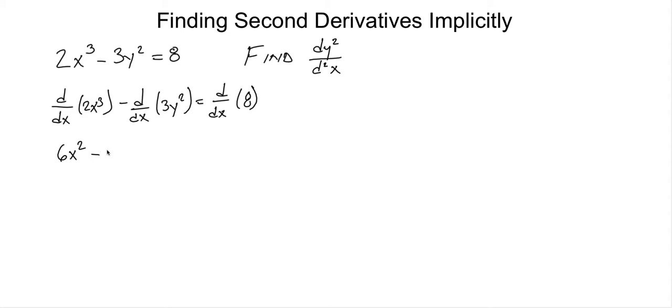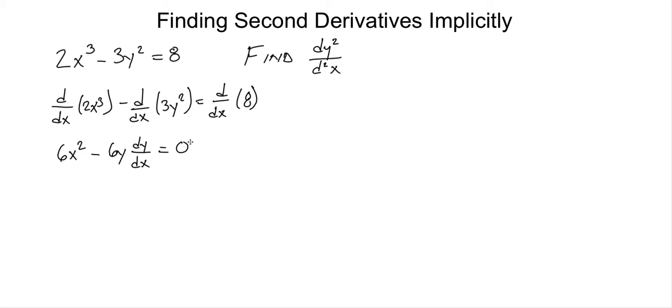And from that we have to subtract, and now here's where we have to use the chain rule. So the derivative of 3y squared is going to be 6y, but again, y was some function of x, so we have to use the chain rule to say, okay, it's going to be the derivative of the outside times the derivative of the inside. So we get 6y times the derivative of y with respect to x, whatever that function y was. And that's going to equal the derivative of 8, which is just 0.